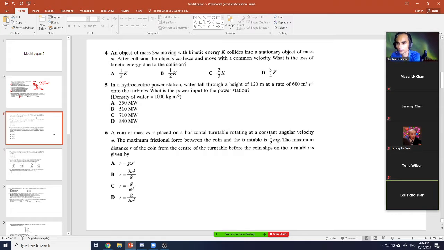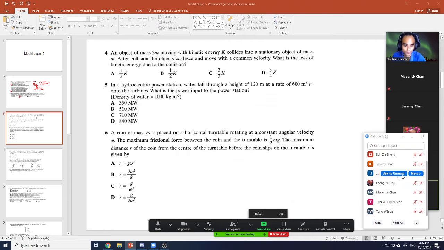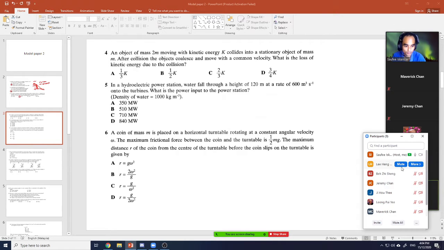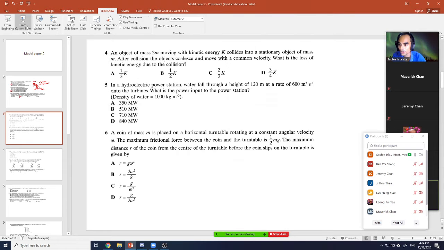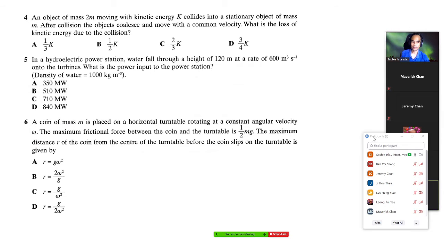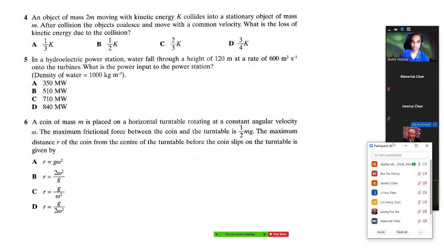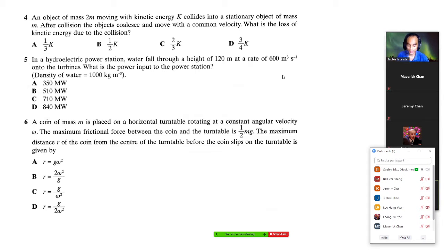An object of mass 2m, moving with kinetic energy K, collides with a stationary object of mass m. After the collision the objects coalesce. It means they merged together and move at the same speed. What is the loss of kinetic energy due to the collision?